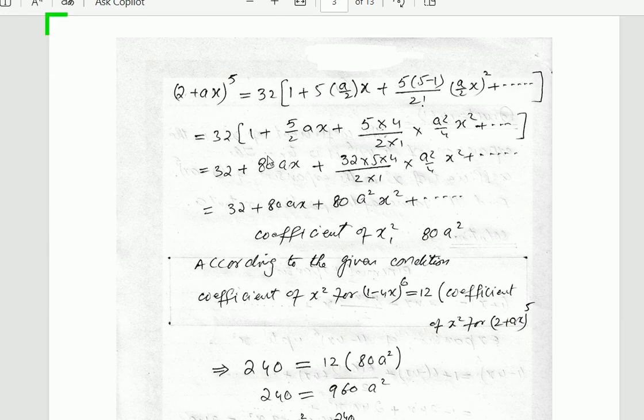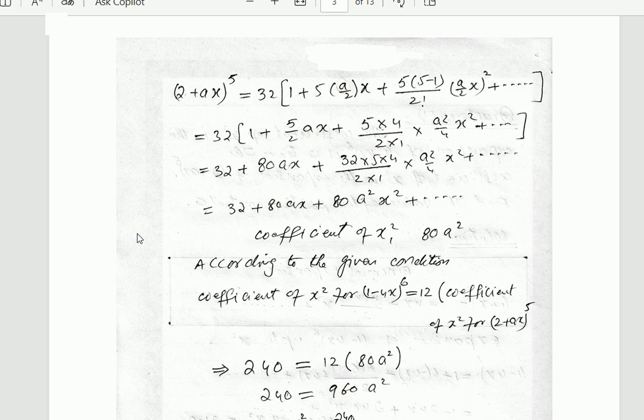By using the expansion, we get (2 plus ax) whole to the power 5 equal to 32 into (1 plus 5 into a by 2 x plus 5 into (5 minus 1) over 2 factorial into (a by 2 x) square), by using the binomial expansion. After simplification, we get 32 plus 80ax plus 80a square x square, and so on. The coefficient of x square is 80a square.